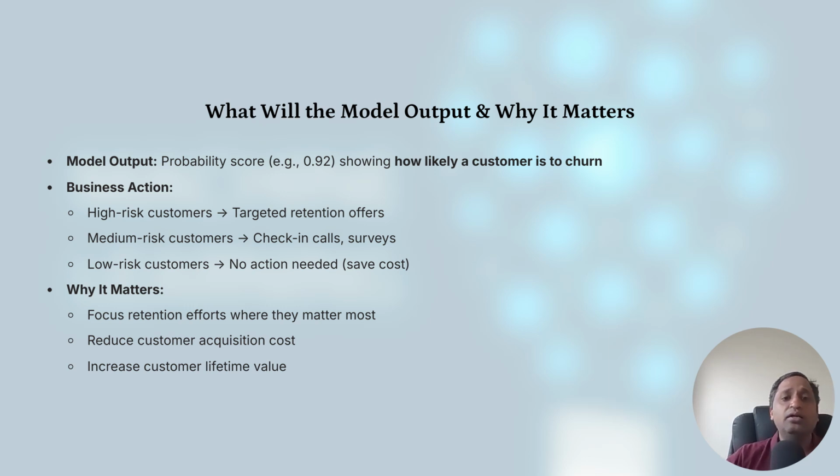But this score is only useful if you take a business action based on it. For high-risk customers, we might trigger a retention campaign like discounts or loyalty programs. For medium-risk customers, maybe a simple check-in call or satisfaction survey is enough. And for low-risk customers, we might decide to take no action and save those resources for high-risk segments. This is the business value. We are able to predict whether a customer is going to leave, yes or no, and then I can allocate my resources only where it truly matters.